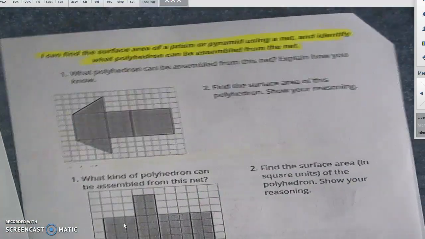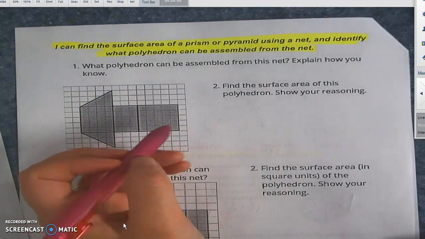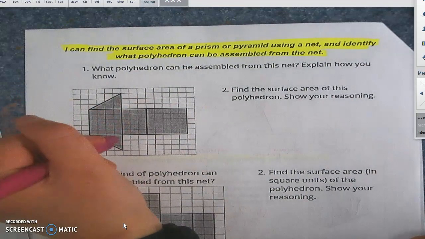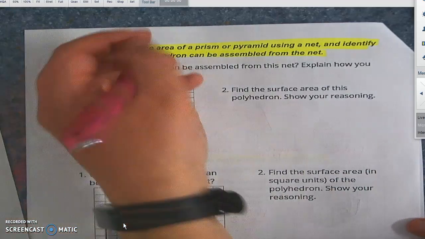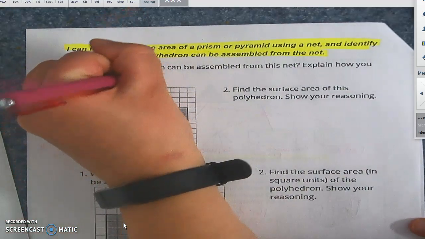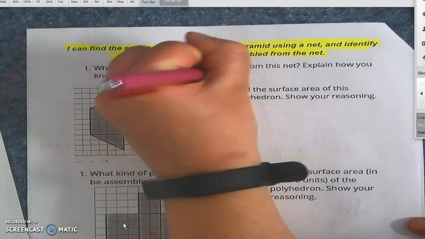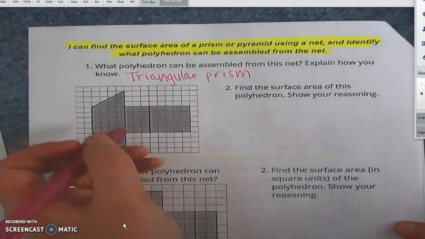All right, I can find the surface area of a prism or pyramid using a net and identify what polyhedron can be assembled from the net. So what is this going to make? It has 2 triangles, those are going to be its bases, and then rectangles going around the outside. This is a triangular prism. And then find the surface area.